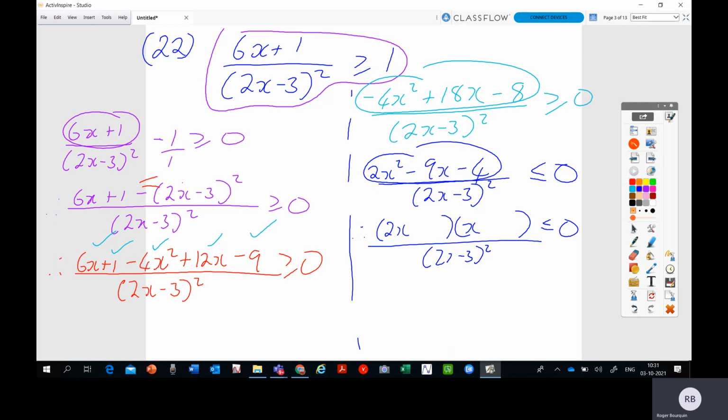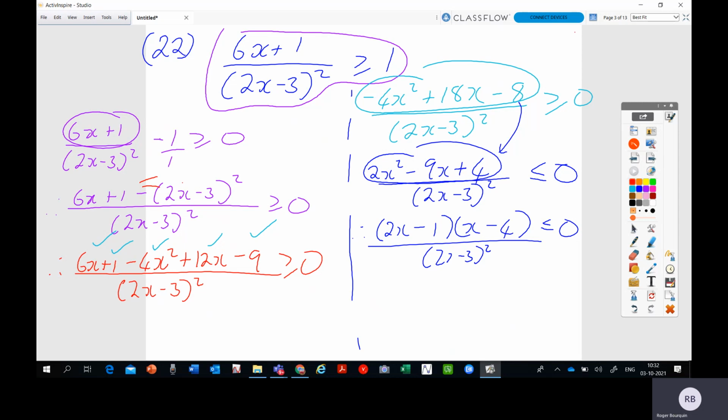I made a mistake. If I divide by a negative, this should have become plus 4, sorry. When I divide by a negative 2, 2x squared minus 9x plus 4, that's right. So it's going to be 2x minus 4 over there, minus 1 here, check it: 2x squared minus 8x minus 9x plus 4.